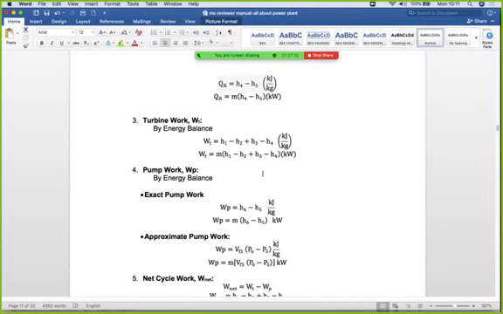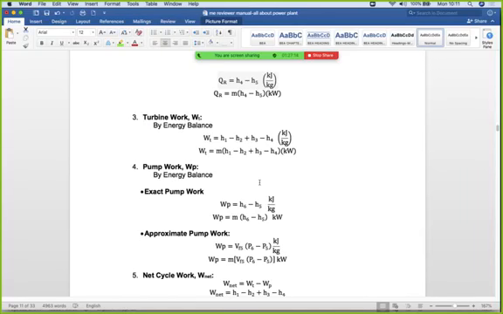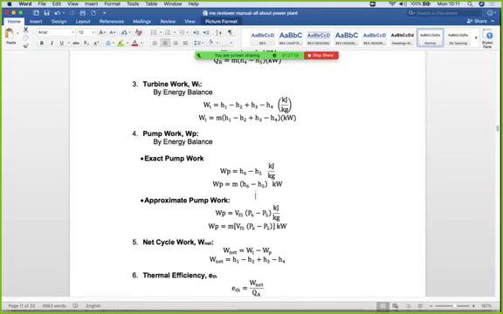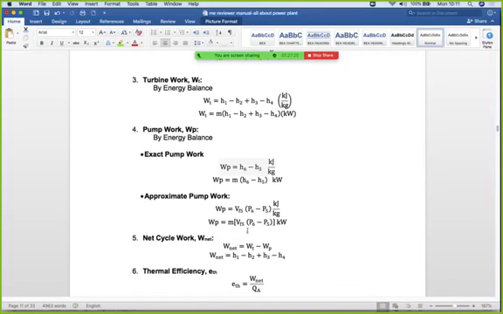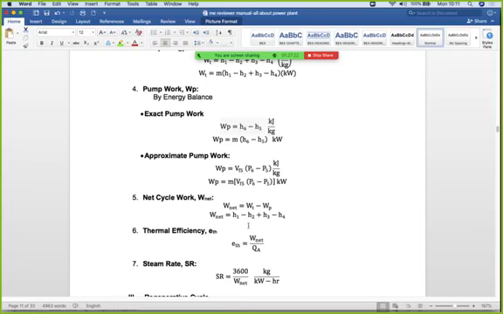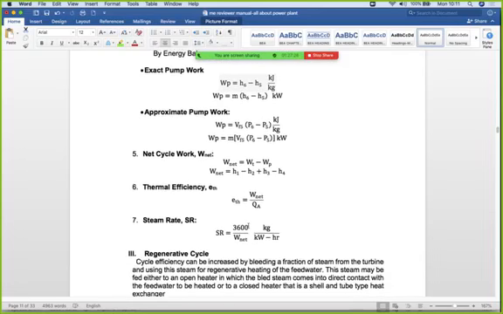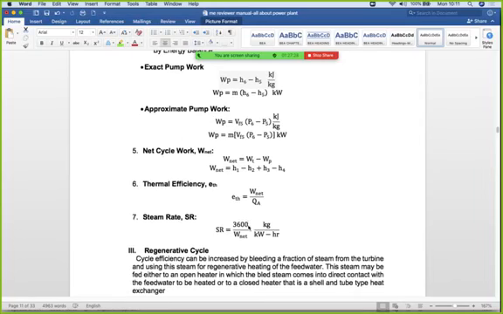Then we go to the pump work. Process 6 to 5 is the pump work. Exact or approximate is by volume or mass. We have the net work of the cycle. We have the thermal efficiency and steam rate.